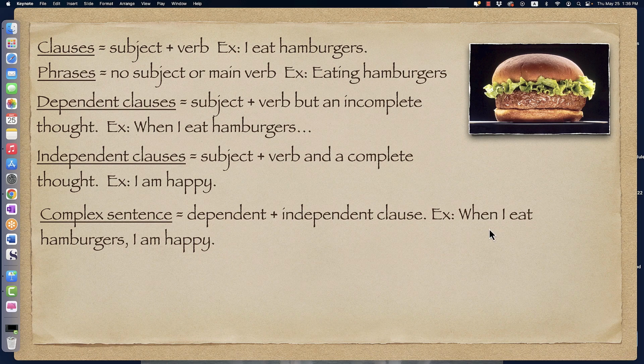You'll notice here that our dependent clause is coming first and our independent clause is coming second. And it is the standard convention in English grammar and punctuation that when we have a dependent clause, we put a comma before the independent clause. Now, of course, you could reverse this, and you could say, I am happy when I eat hamburgers. In that case, you would not need a comma.